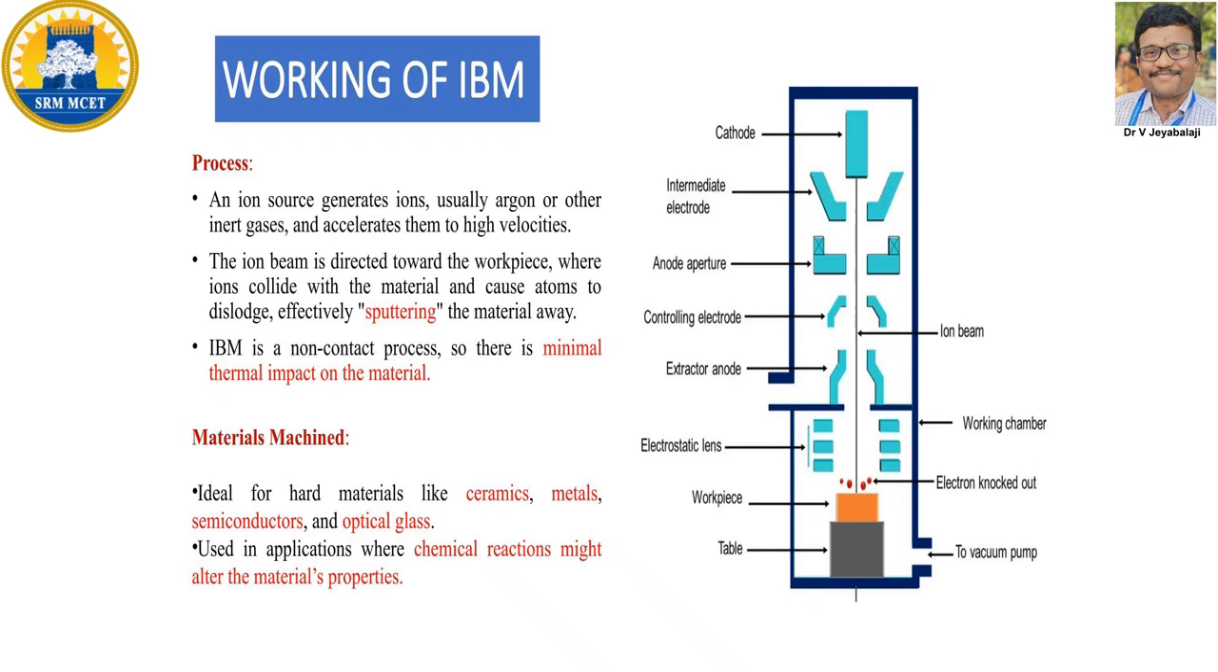So here the ions accelerate to a high velocity and reach the workpiece. It is a non-contact process, so there is minimal thermal impact on the material. This is an advantage of this process. Materials like ceramics, metals, semiconductors, and optical glasses are used in this process.